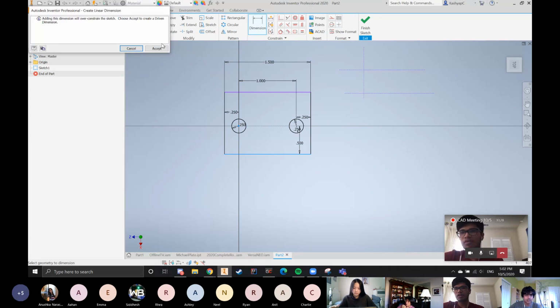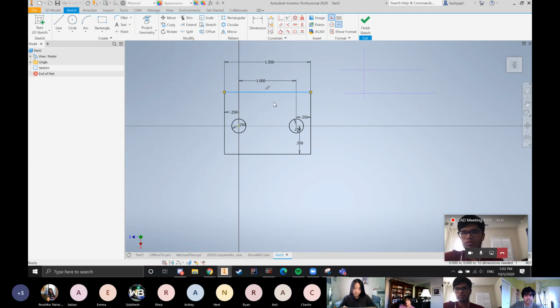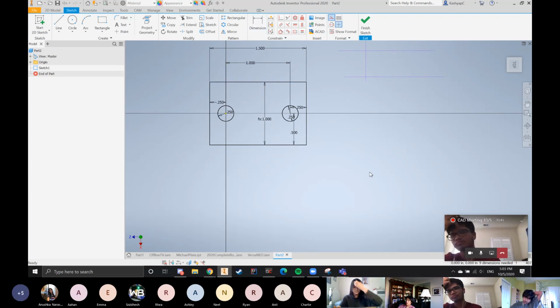You haven't dimensioned the height of the rectangle, so yeah, you're contributing to it. Yeah, because it's, let's see, if I drive it to the height and I just go. Now it should be able to move. Oh yeah, wait, driven dimensions are really important.